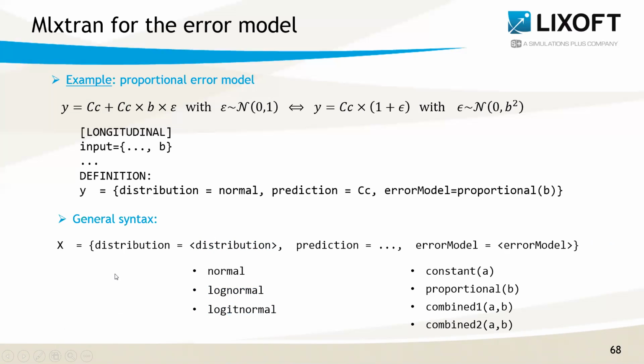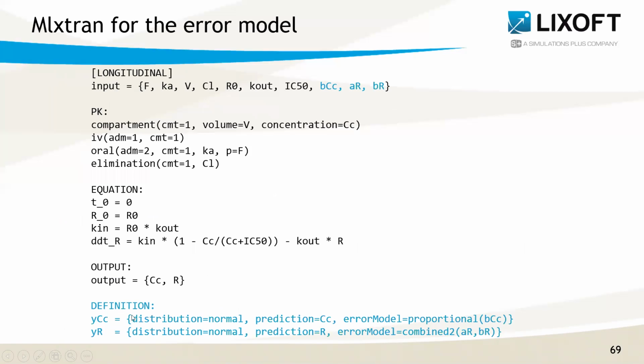So in my case, what I have done in the model is to add in the longitudinal section the definition block, with a normal distribution around CC and R. CC is with a proportional error model and R with a combined 2 error model. The error model parameters are added here to the input list, and the random variables that represent measurements with noise I called YCC and YR.